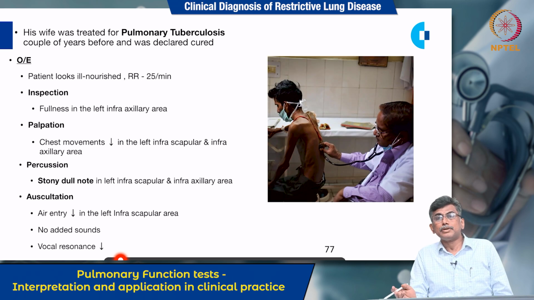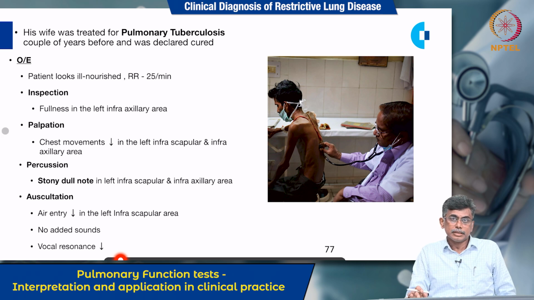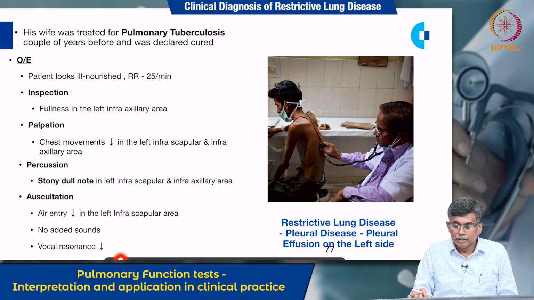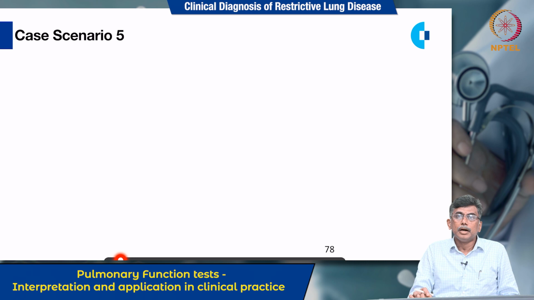So what is the diagnosis? This is also a restrictive lung disease. The problem here is not in the parenchyma of the lung, the problem is in the pleura. What is the problem in the pleura? The pleural problem is pleural effusion on the left side. So this is another type of restrictive lung disease. Now the last scenario to explain this.